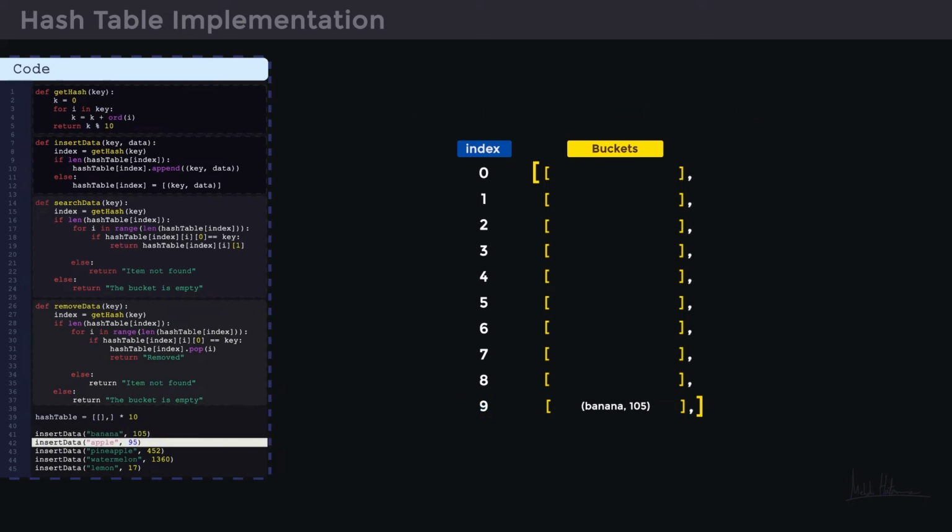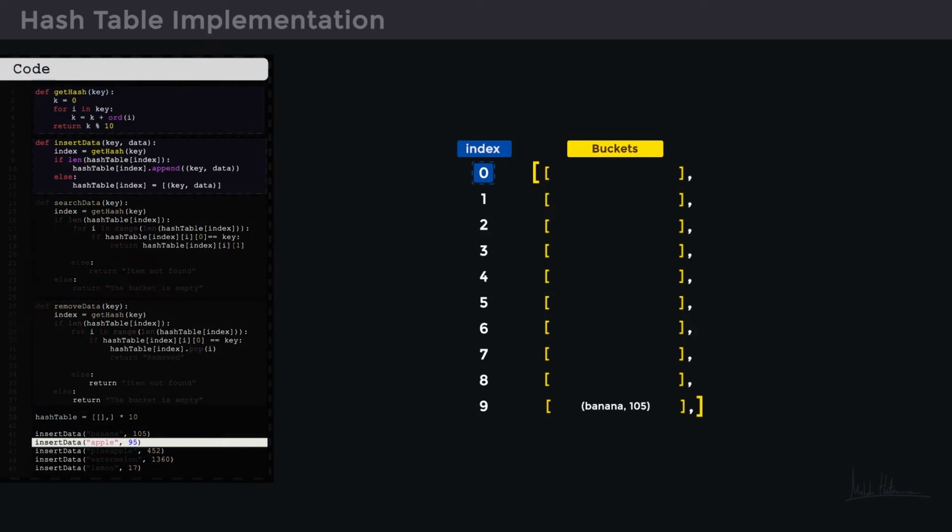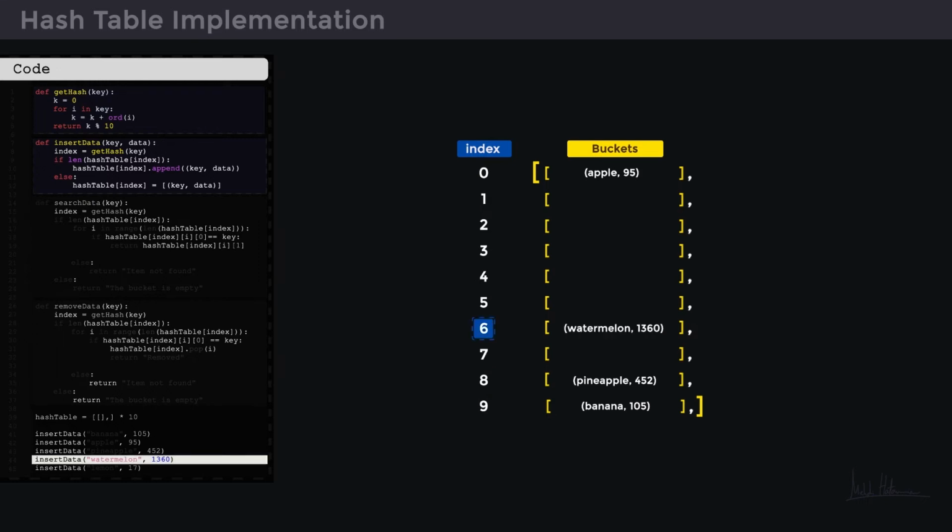The next one is apple. We can easily find its corresponding index. Then we must insert it into the table. Insert apple at index 0. Insert pineapple at index 8. And insert watermelon at index 6. Go to the next line.